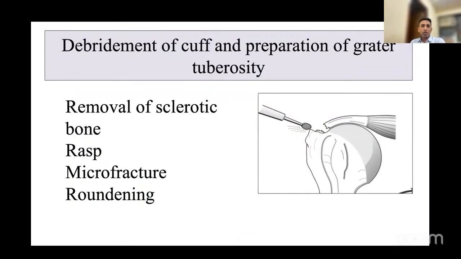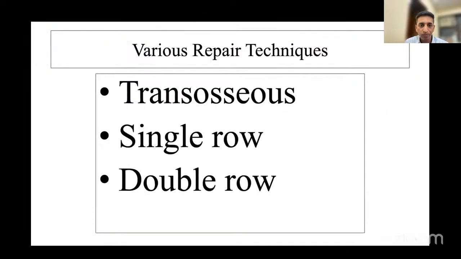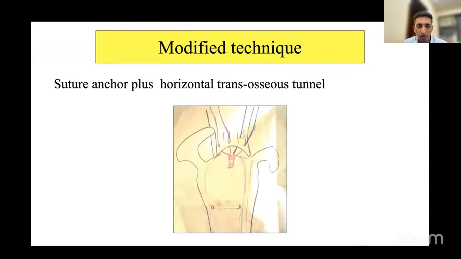After that, we do a removal of the sclerotic bone, the top right angle margin of the GT. We do not want to decorticate the GT, just the impingement-reactive new bone formation is removed. We can use a rasp. We can create microfractures, the Crimson Dewey, and rounding of the GT, the so-called reverse subacromial decompression. After that, we have various repair techniques, either transosseous, single row or double row.